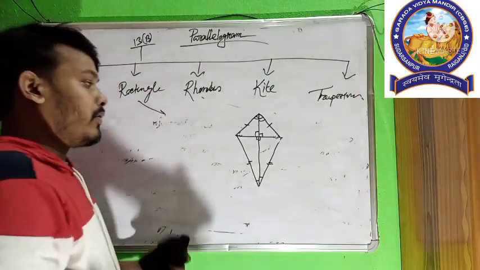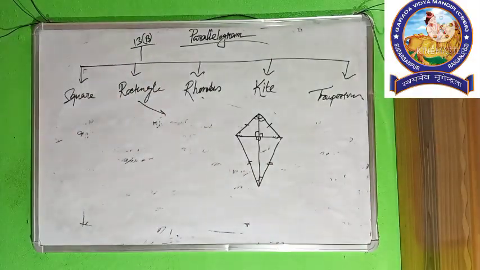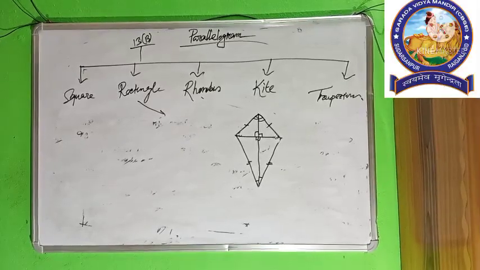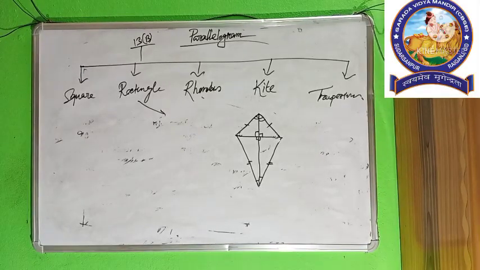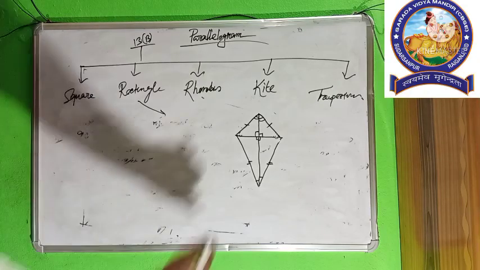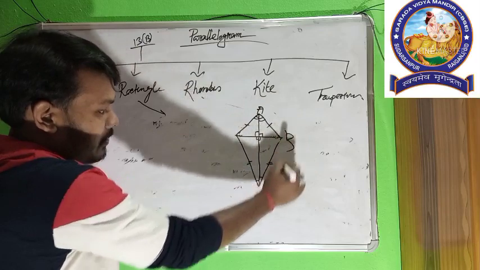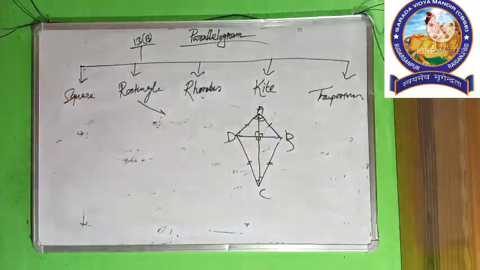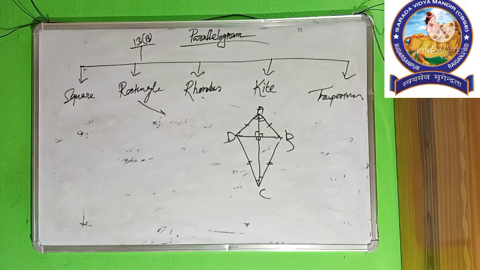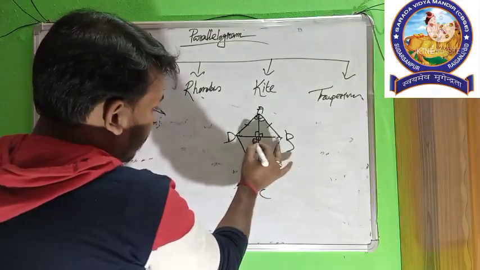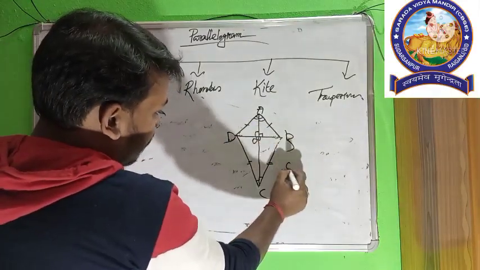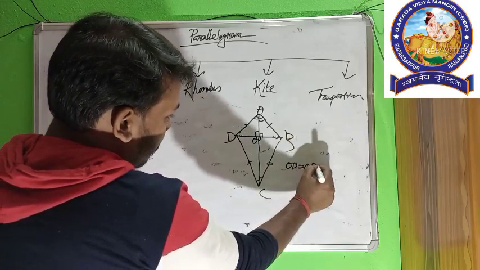So the properties of a kite: the diagonals are perpendicular to each other. The diagonal bisects angles A and C. And if the intersection is O, then OD equals OB.